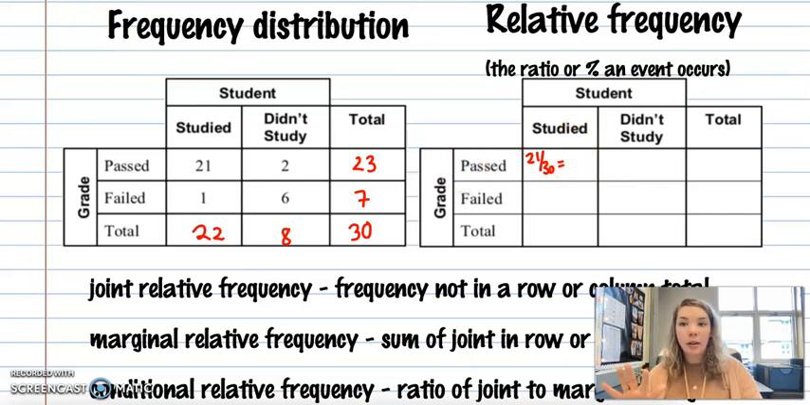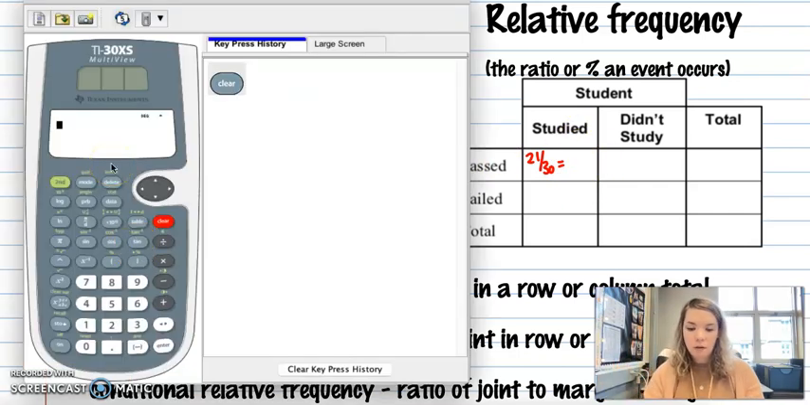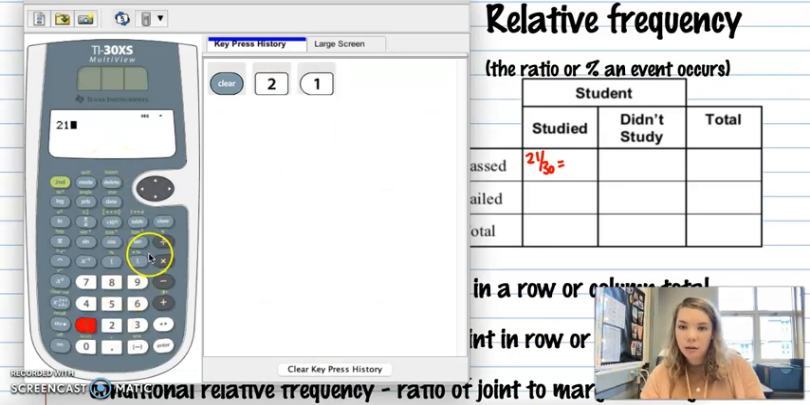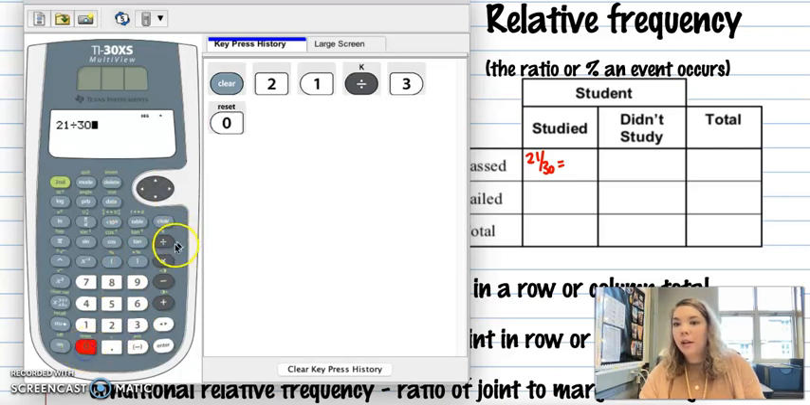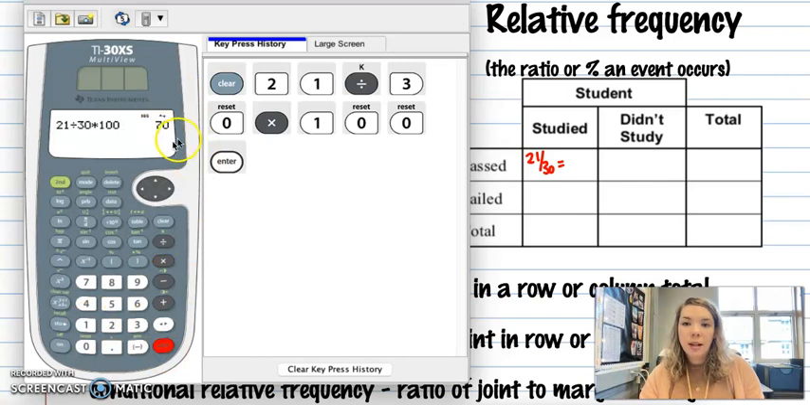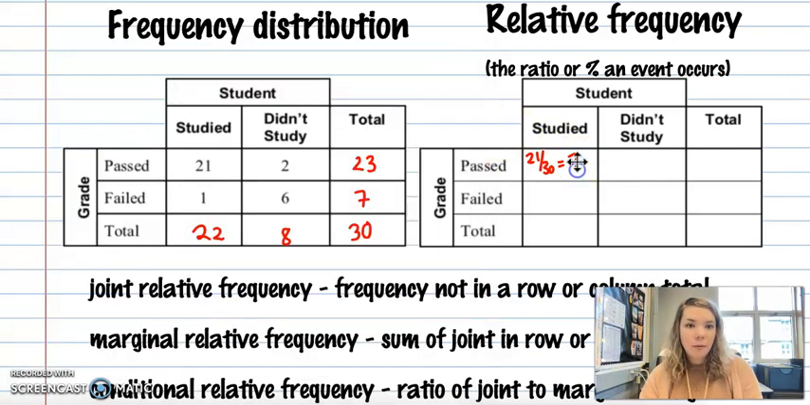So let me go ahead and pull up a calculator. All right, 21 over 30. So 21 divided by 30. And then for percentages, you want times 100. So this would be 70%. 70% of students passed and studied.